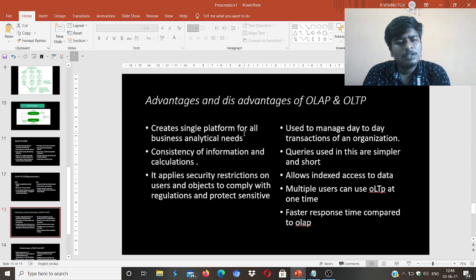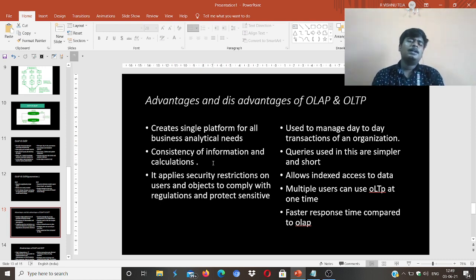Coming to advantages of OLAP and OLTP. OLAP creates a single platform for all business analytic needs. It consists of information and calculation. It applies security restrictions on users and objects to comply with regulations and protect sensitive data.